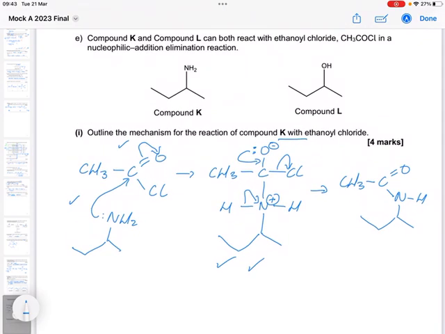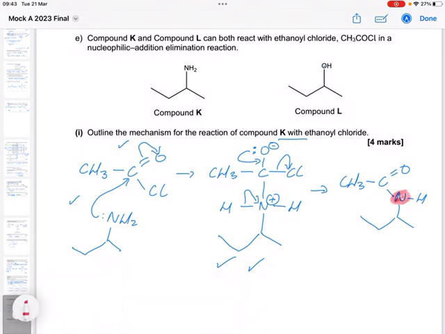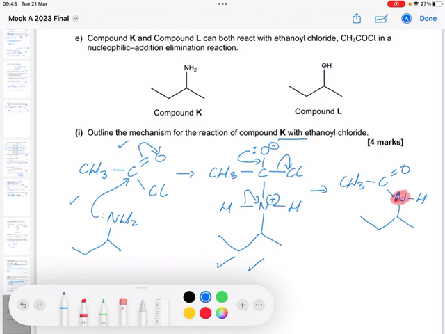Okay, and then part 2, name the homologous series for the reaction of compound L. So that was going to be the oxygen in place instead. So here I'm going to have an oxygen instead, which is going to give me an ester.